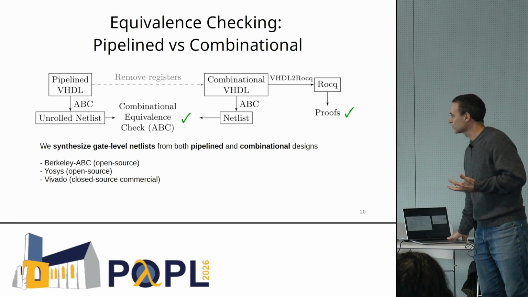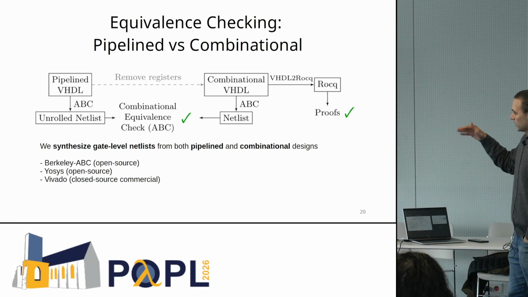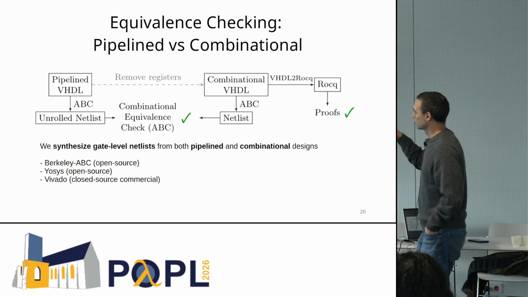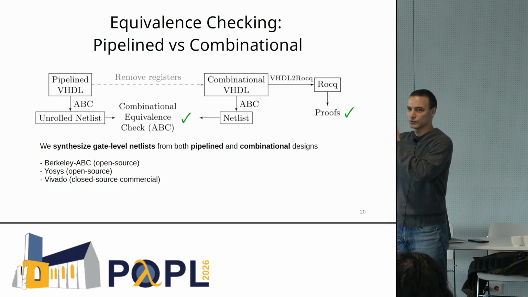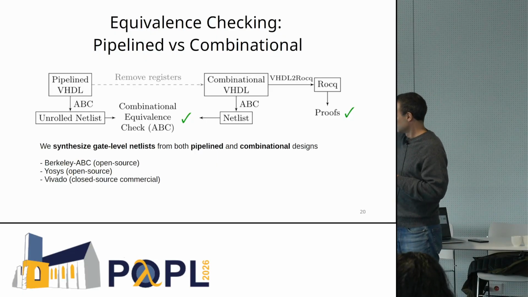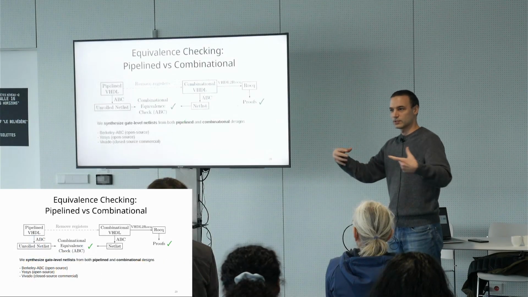So that's what we use. To show the final picture and the tools: from the pipeline design, we use tools like ABC, Yosys, open source tools, to synthesize a netlist, which we then unroll.